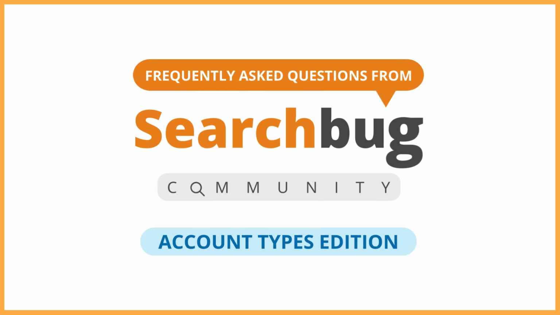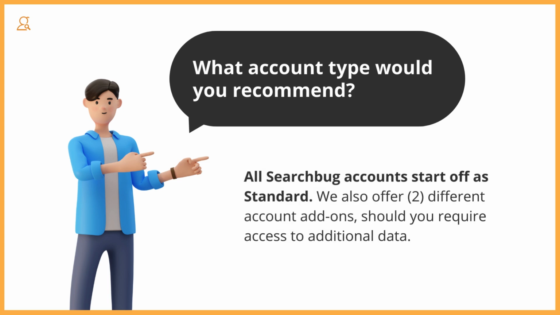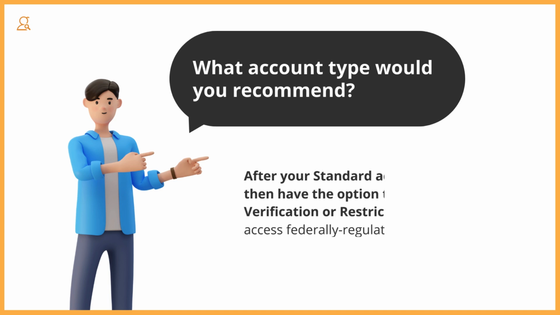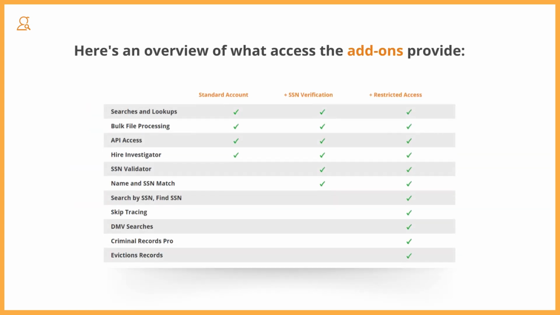Account types edition. What account type would you recommend? All Searchbug accounts start off as standard. We also offer 2 different account add-ons, should you require access to additional data. After your standard account is activated, you then have the option to apply for the SSN verification or restricted access add-ons to access federally regulated data. Here's an overview of what access the add-ons provide.